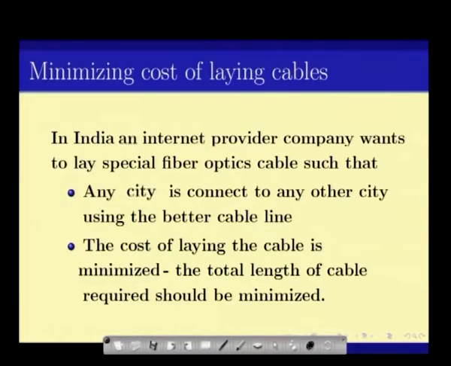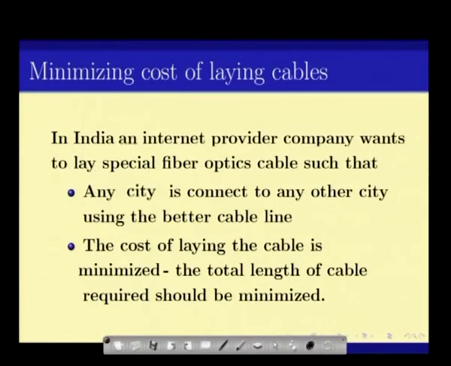Say in India, an internet provider company wants to lay some special fiber optics cable all across India in such a way that they want to make sure that any city is connected to any other city. So, at least if somebody from one city wants to call another city via internet, it should be very fast. So, any city to another city must have a connection via the better cable line, and of course, the internet provider wants to optimize its own profit. So, it wants to minimize its cost.